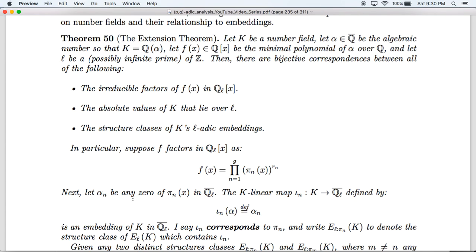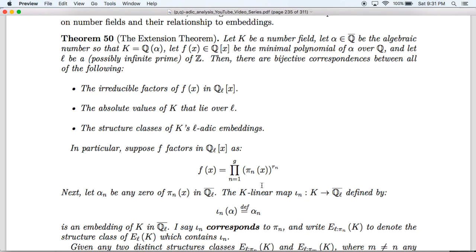The irreducible factors of F in Q_L[X]. The absolute values of K that lie over L. And the structure classes of K's L-adic embeddings. In particular, suppose F factors in Q_L[X] as the product of pi_n to the r_n, where the r_n are positive integers. Now pick an n and let alpha_n be any zero of pi_n in Q_L-bar.